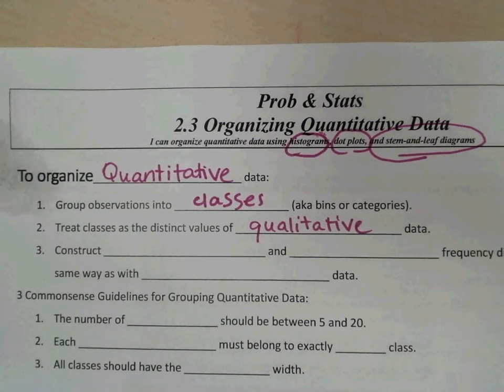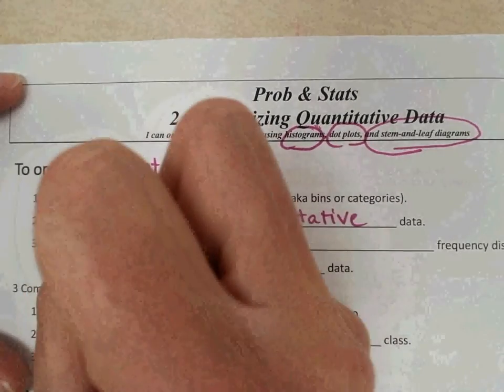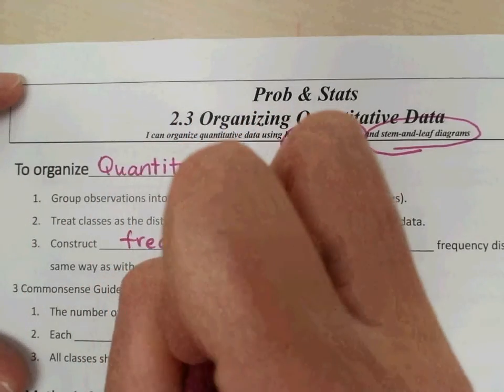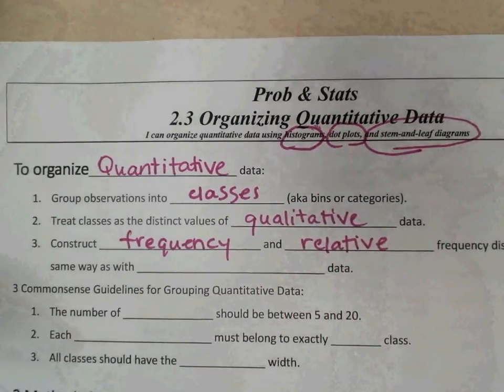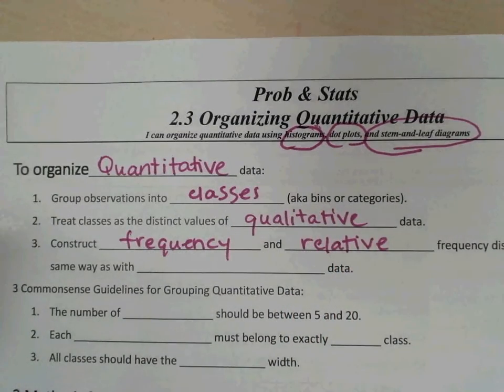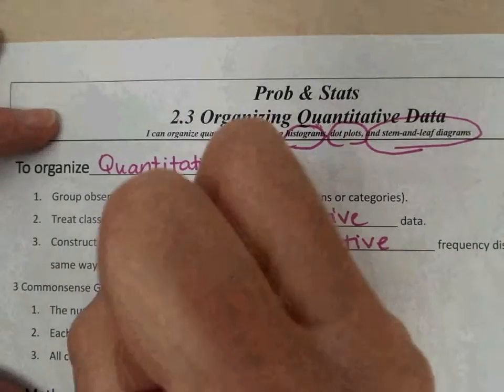And then that next step is to construct our frequency and relative frequency distributions in the same way as we did with qualitative data. Truly goes in that blank as well.